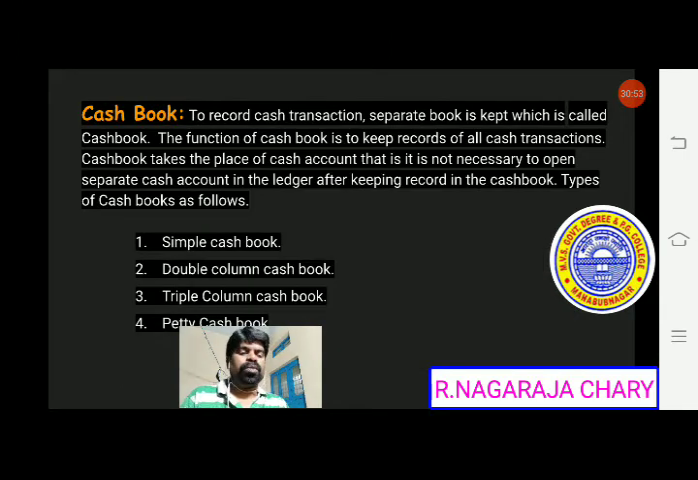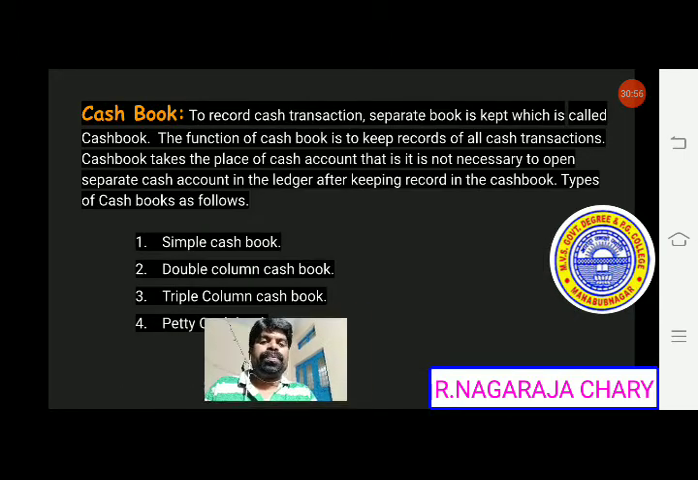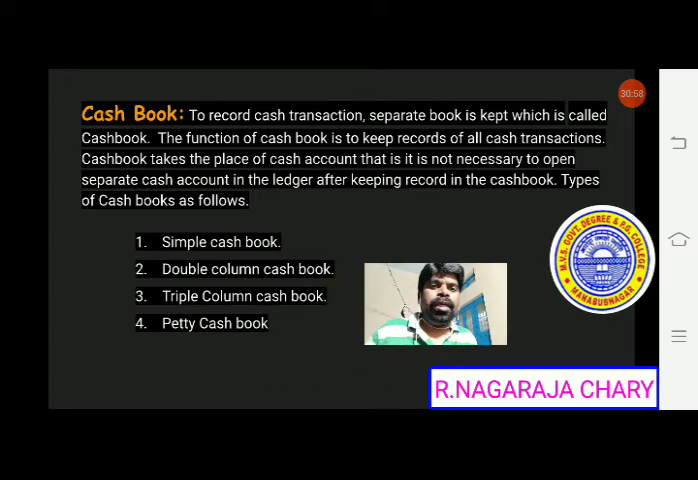Next book, cash book. To record cash transactions, a separate book is kept which is called the cash book. The function of the cash book is to keep records of all cash transactions. The cash book takes the place of the cash account, that is, it is not necessary to open a separate cash account in the ledger after keeping a record in the cash book. Types of cash books are as follows.